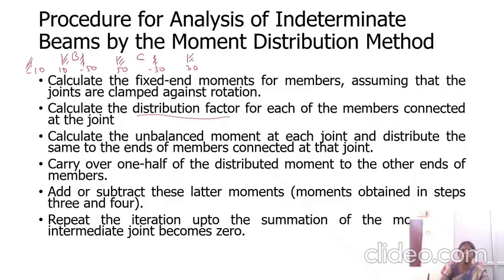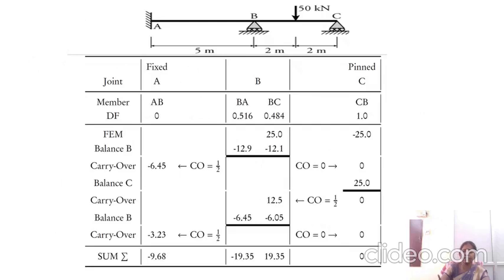Okay. You can easily understand with this simple tabulation. First of all, you make the joint representation. We have joint A, joint B and joint C. Joint A is fixed, joint C is pinned, joint B is intermediate. And represent the members, that is A to B. From joint B we have two members, B to A and B to C.